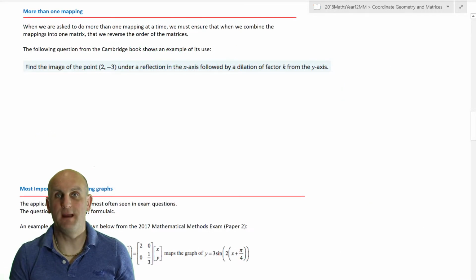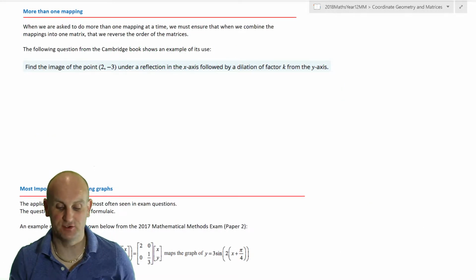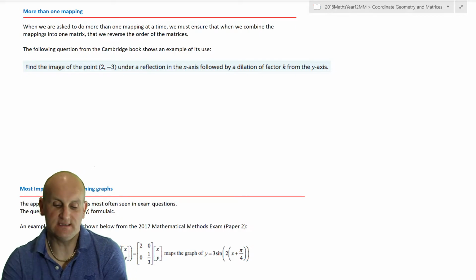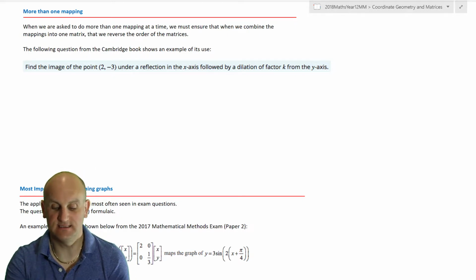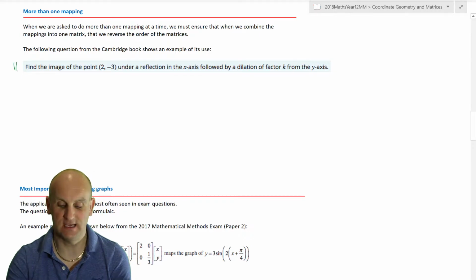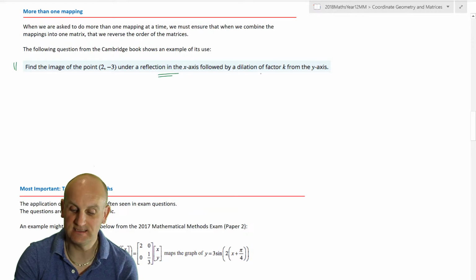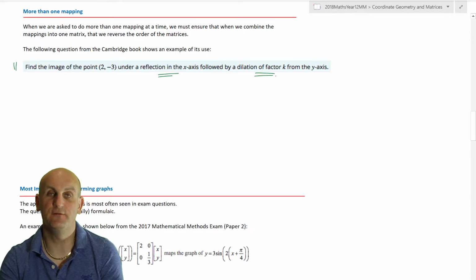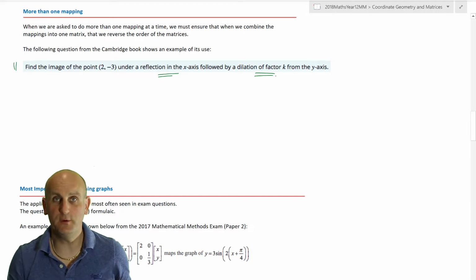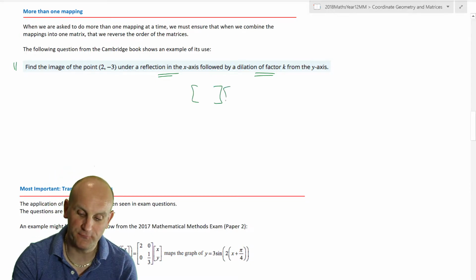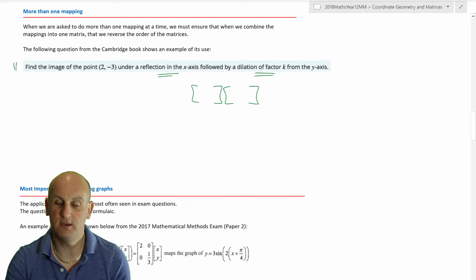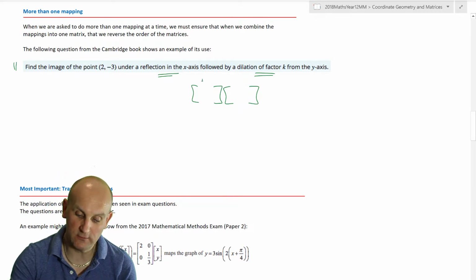Now, when we have more than one mapping, we have to be careful because this is a bit of a trick. The theory states that, and this is an example from the Cambridge Essentials textbook again, great textbook, when we have composite mappings, i.e. a reflection in the x-axis followed by a dilation of factor k from the y-axis, if we want to combine those into one matrix, we actually have to do the order backwards. So rather than doing a matrix for my reflection in the x-axis followed by my dilation of factor k from the y-axis, I'm actually going to do my dilation matrix first and then my reflection matrix.